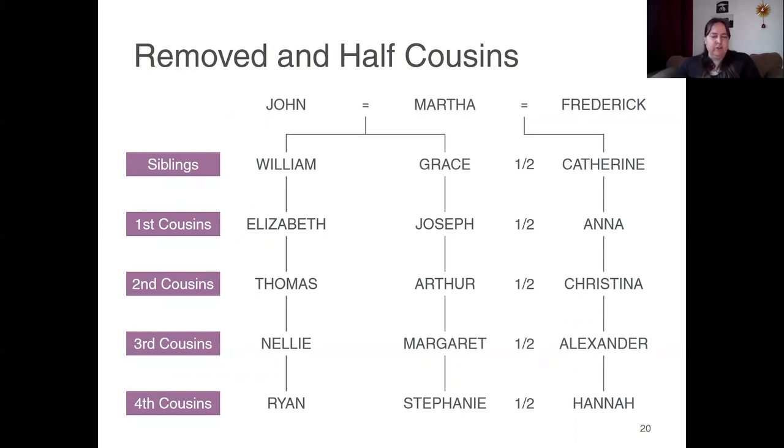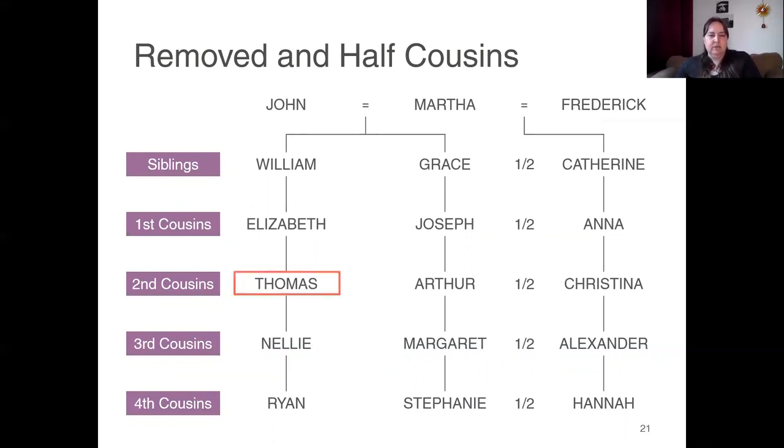And by John, she had children named William and Grace. By Frederick, she had a daughter named Catherine. And William had a daughter, Elizabeth. Grace had a son, Joseph. Catherine had a daughter, Anna, and so forth. So how do we figure out the relationships between the people on this chart?